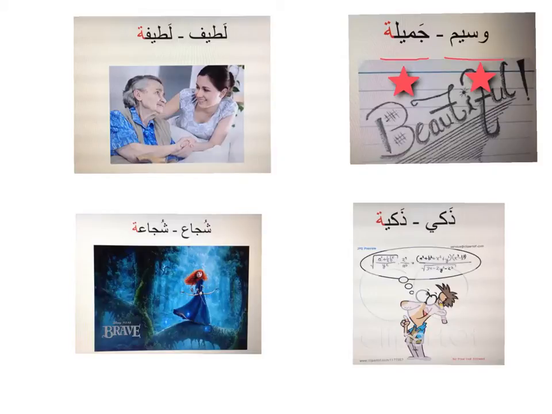Kind in Arabic is لطيف. And if I want to put it in feminine, I say لطيفة. And you can see the T مربوطة in red color. Smart in Arabic is ذكي, and in feminine, ذكية. Brave in Arabic is شجاع, and in feminine is شجاعة. Now let's use these adjectives to describe some famous people.